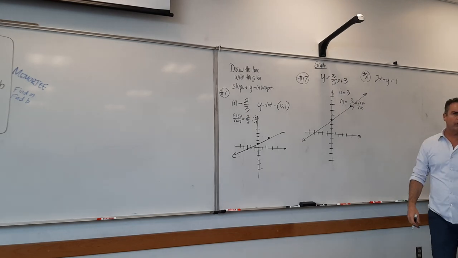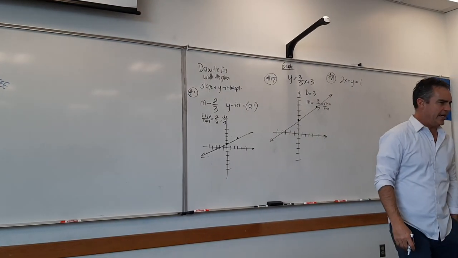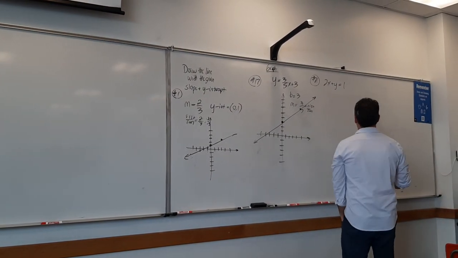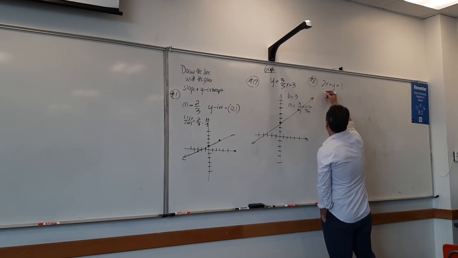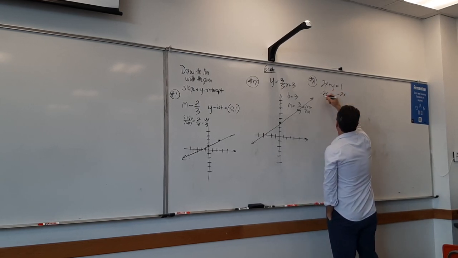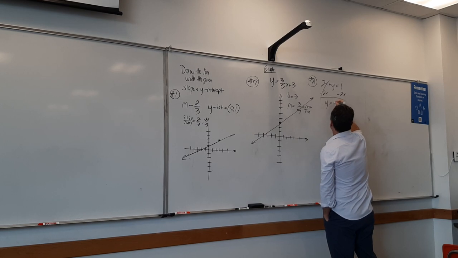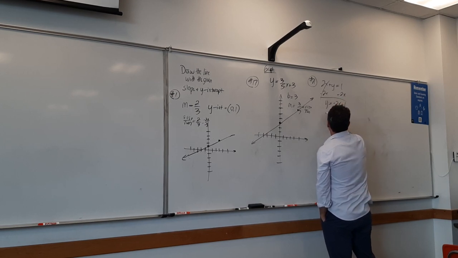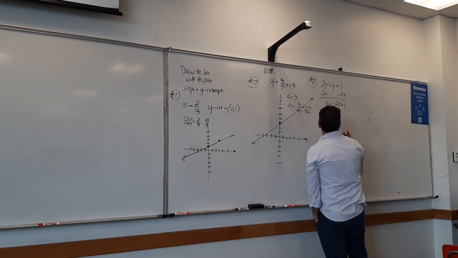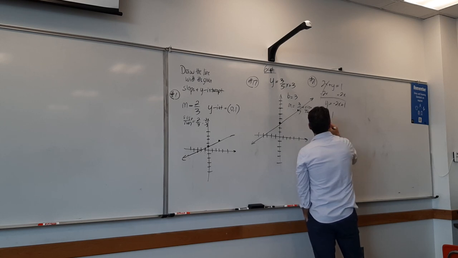Okay, this one. Again, pretty easy because there's no number next to y, right? The only thing you got to do to get in y equals mx plus b form is what? Subtract 2x. Subtract 2x from each side. It cancels, and you get y equals -2x + 1. What is this? What is the y-intercept? 1. What's your slope?